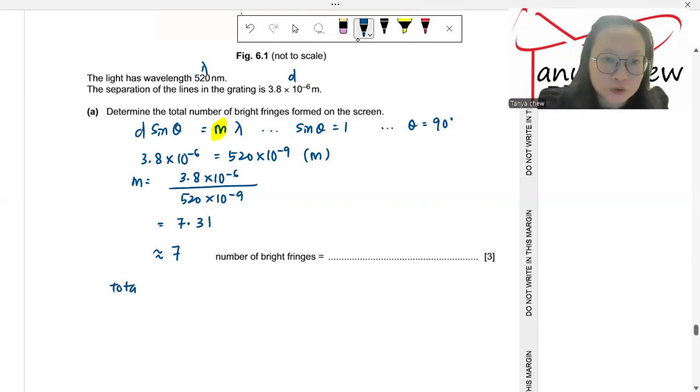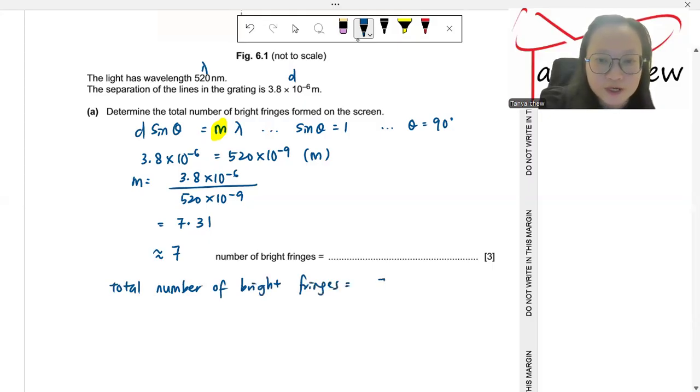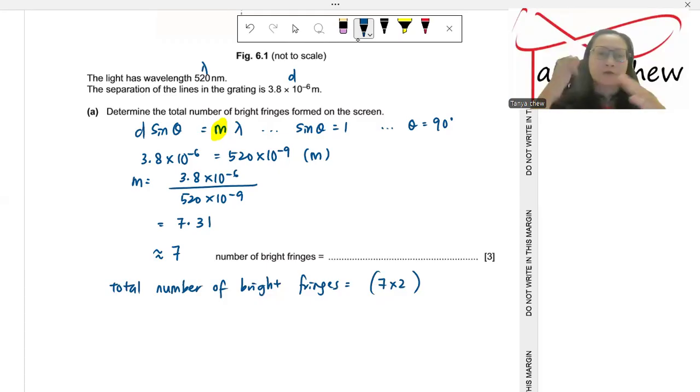Now, to find the total number of bright fringes, you take 7 multiplied by 2. Do you know why I multiply by 2? Because on the screen, the bright light, after being diffracted, will form 2 first order, 2 second order, 2 third order, right? So you have double first order, double second order, and plus the 1. The 1 is called the undeviated beam. You have to count that as well. So 14 plus 1, you get 15. So the answer is 15.